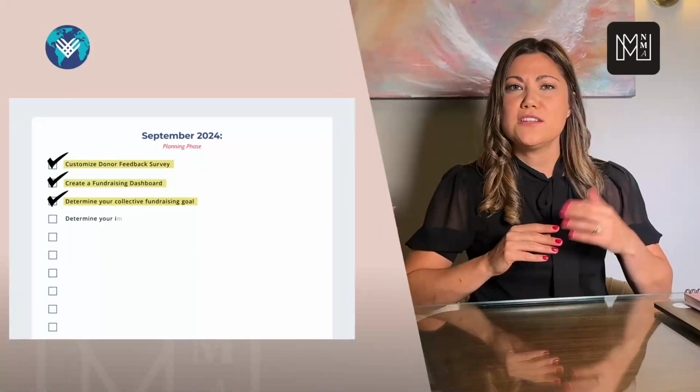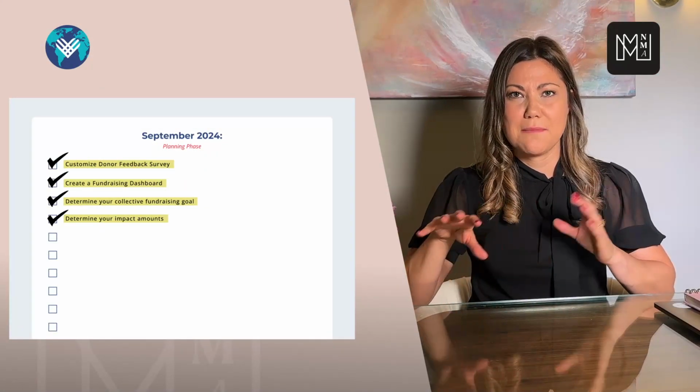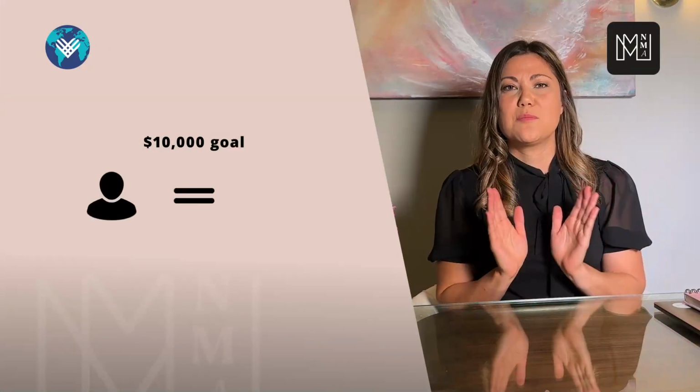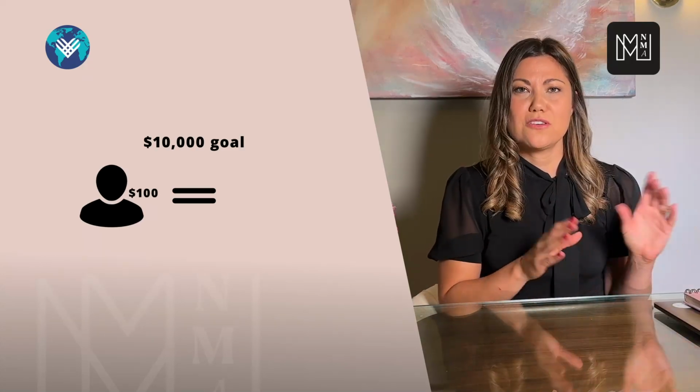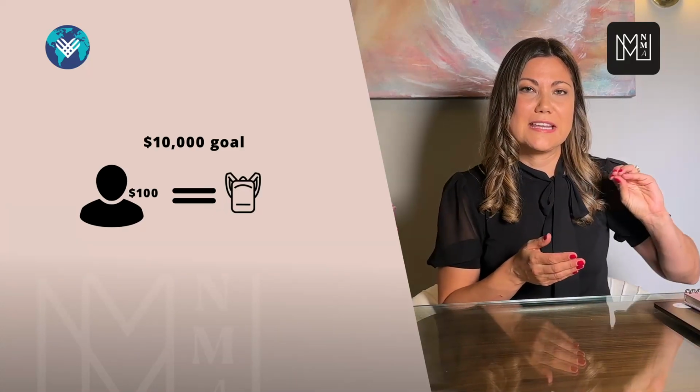Now, the next checklist item we have after your collective goal, because you want to know your collective goal so you know, okay, it costs, let's say $10,000 for us to operate this program. And then on our fourth checklist item, you want to determine your impact amounts. So this is where the donor can really get connected to your organization or to really understand what their contribution will do. So let's say the program is $10,000, but if someone donates $100 of that $10,000, they're going to have a direct impact in X.